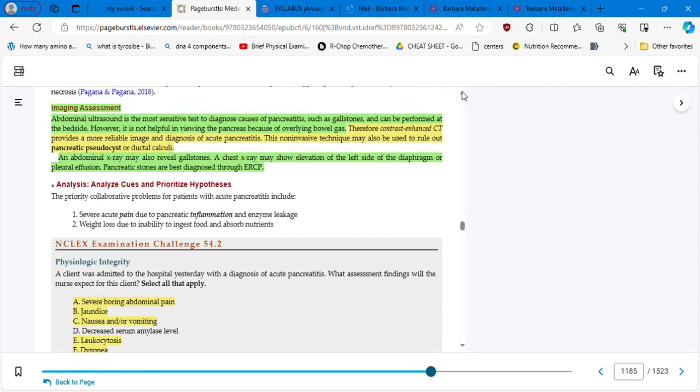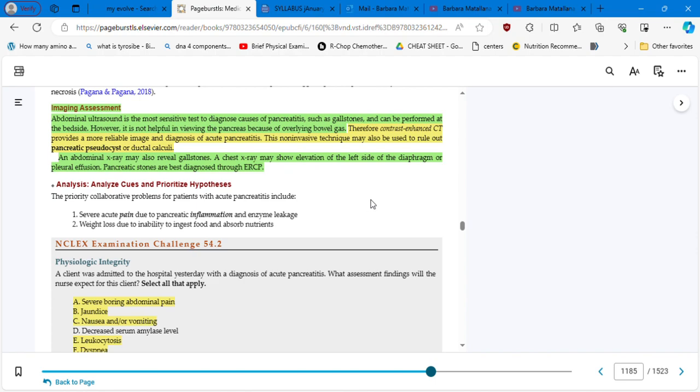The abdominal ultrasound is the most sensitive test to diagnose causes of pancreatitis, such as gallstones, and can be performed at the bedside. However, it's not helpful in viewing the pancreas because of overlying bowel gas. So in these cases, they are going to use the CT scan with contrast, and they are also going to rule out pancreatic pseudocyst or ductal calculi. There is also an abdominal X-ray which can reveal gallstones.